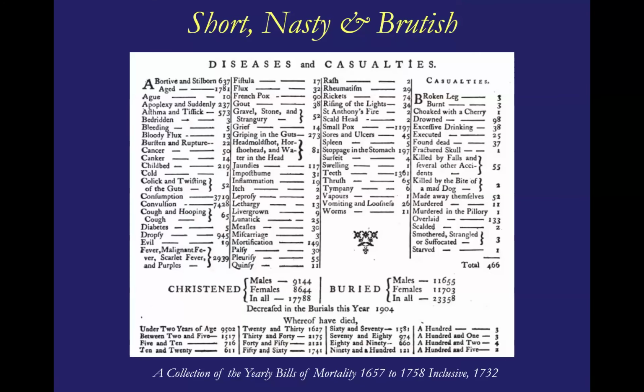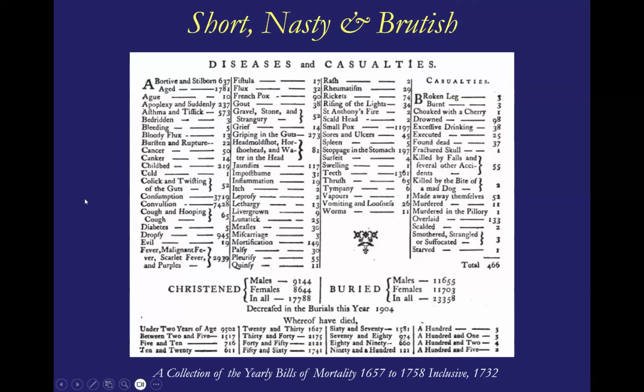Now, this is a disease and mortality bill from London for the year that George Washington was born, 1732. You'll see that coming up momentarily. It has a list of various diseases and casualties that people died from at the top. And it has a list at the bottom of the ages of the people that died that year, how old they were when they passed away. And there are a couple of things. You can certainly see a lot of these old names for various ailments here.